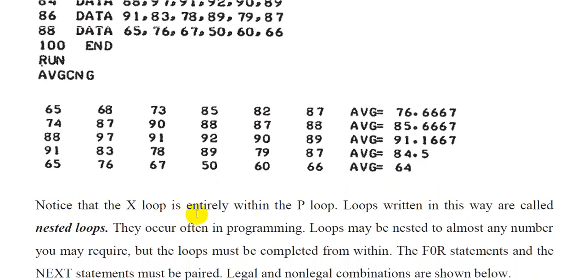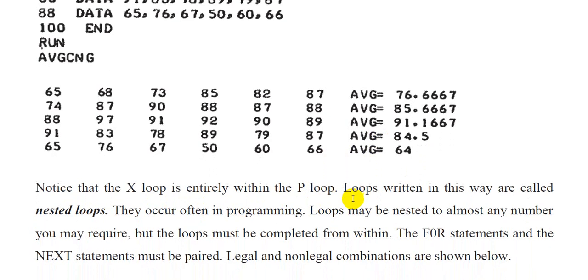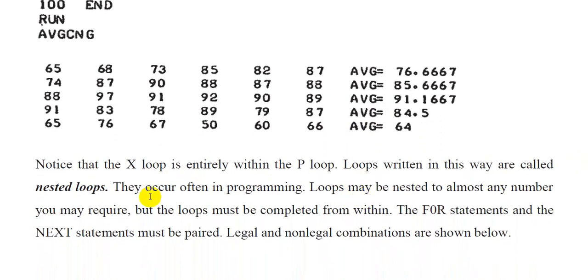Notice that the X loop exactly here is entirely within the B loop. Loops written in this way are called nested loops. Nested loops, meaning the nested circles. They occur often in programming.